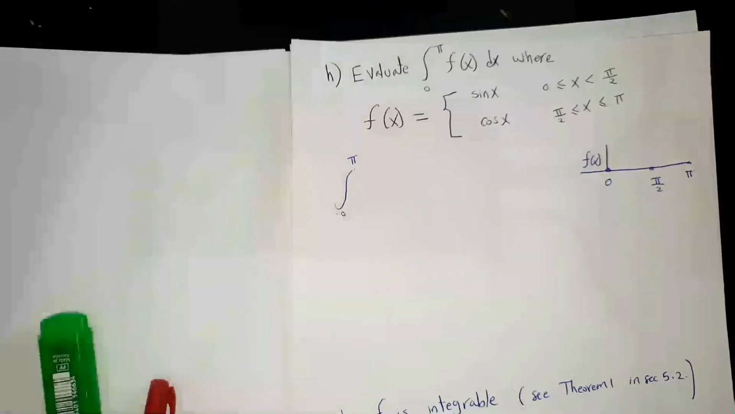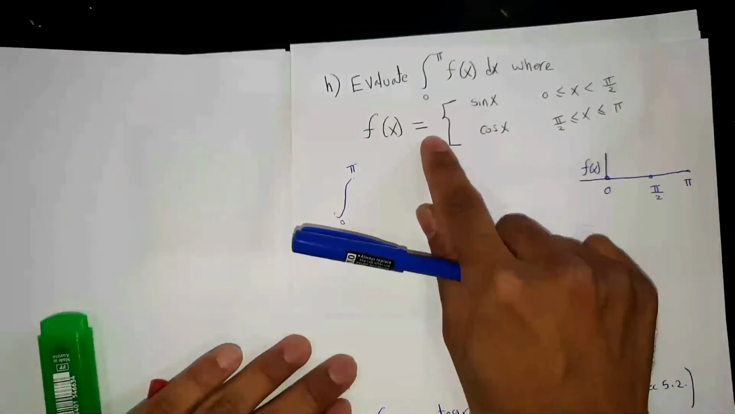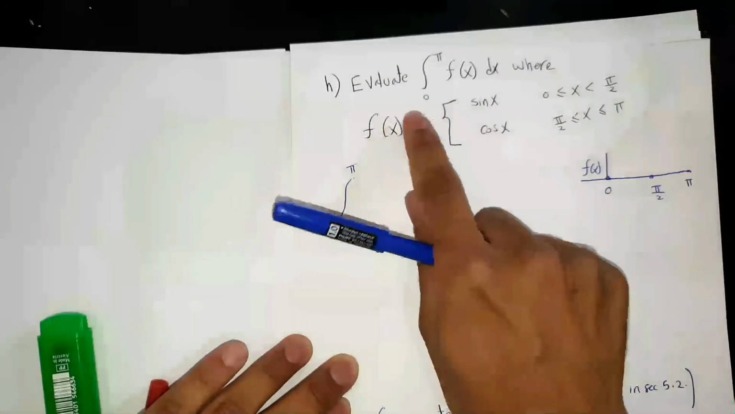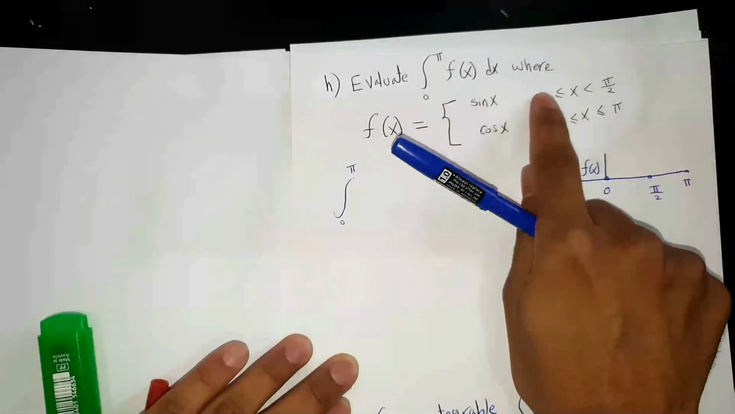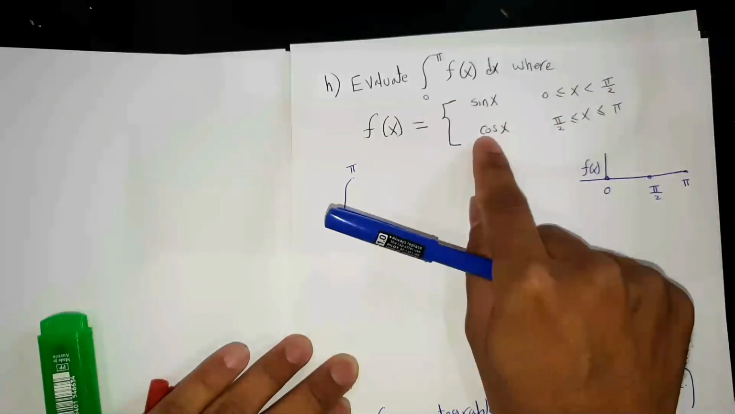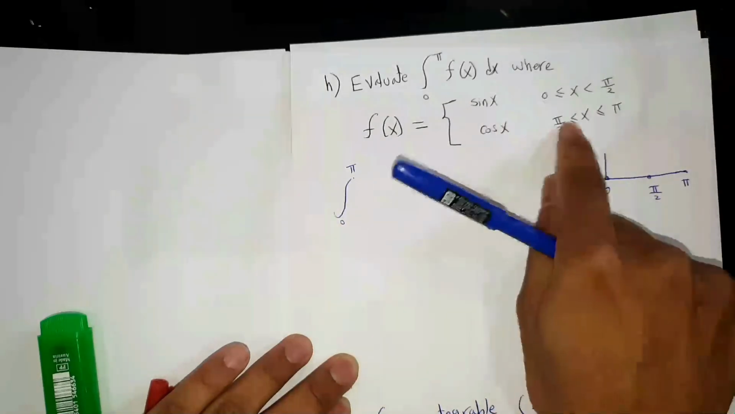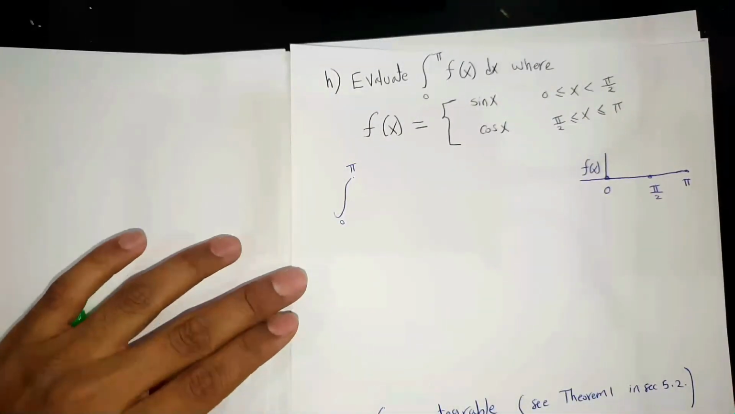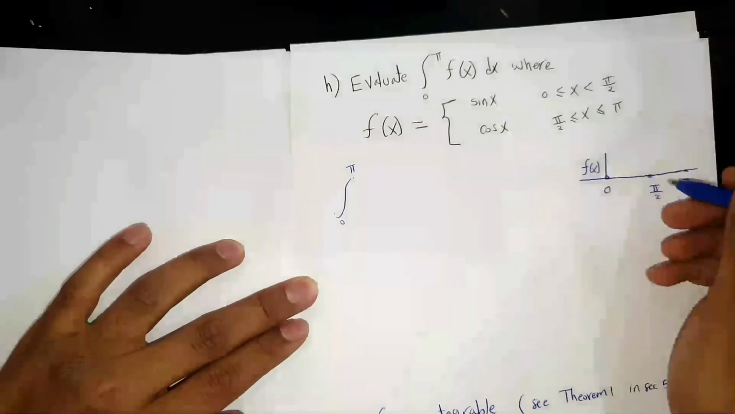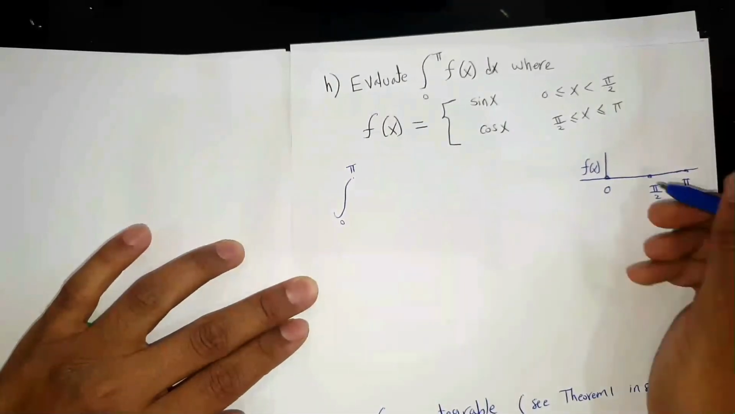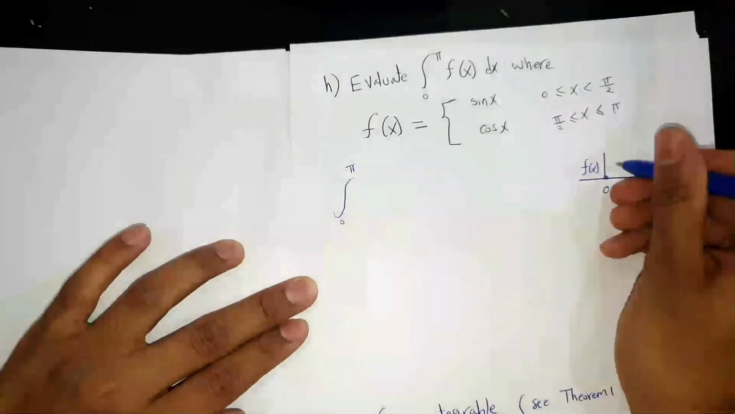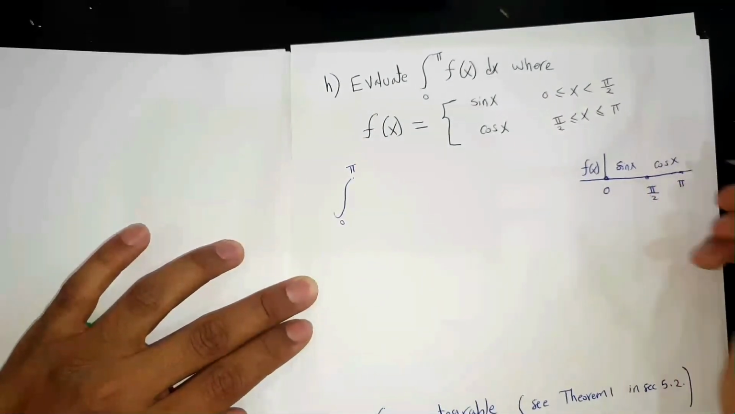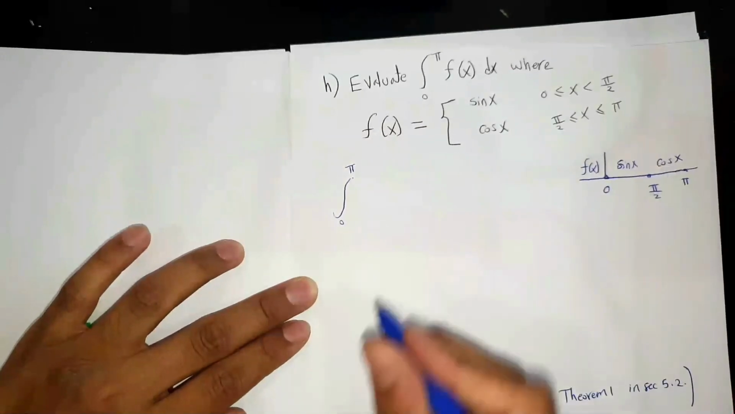Next question. He said evaluate the integral from 0 to pi of f of x dx, where the function equals sine x for x between 0 and pi over 2, and it equals cosine x for x between pi over 2 and pi. Well, here we need to integrate piecewise functions. The first step is to write the number line as follows. From 0 to pi over 2, we have the function sine x, and from pi over 2 to pi, the function is cosine x. So we split the integral.